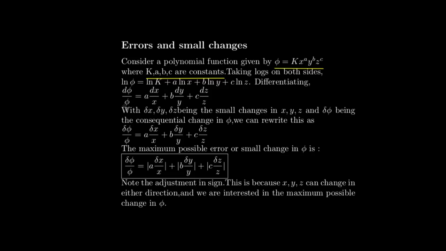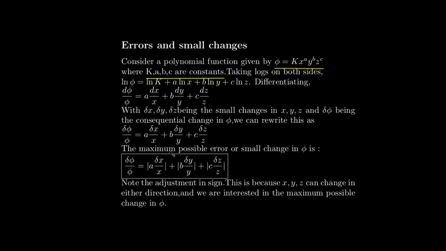Differentiating, d phi by phi equal to a dx by x plus b dy by y plus c dz by z. With delta x, delta y, delta z being the small changes in x, y, z, and delta phi being the consequential change in phi, we can rewrite this as delta phi by phi equal to a delta x by x plus b delta y by y plus c delta z by z.